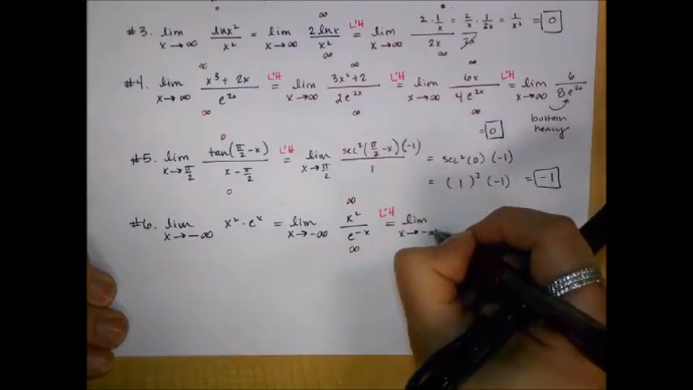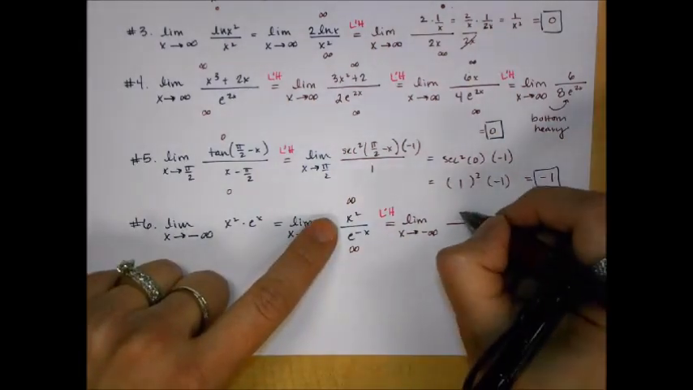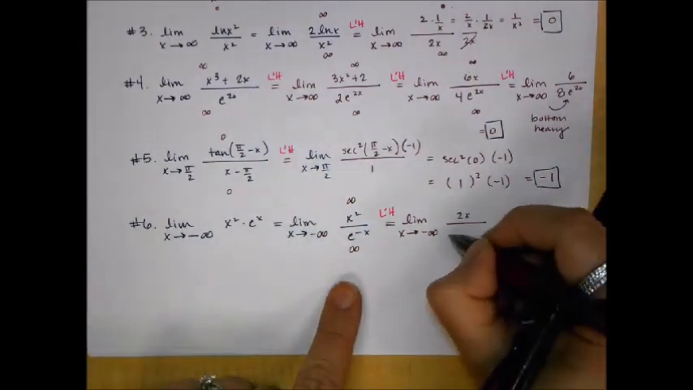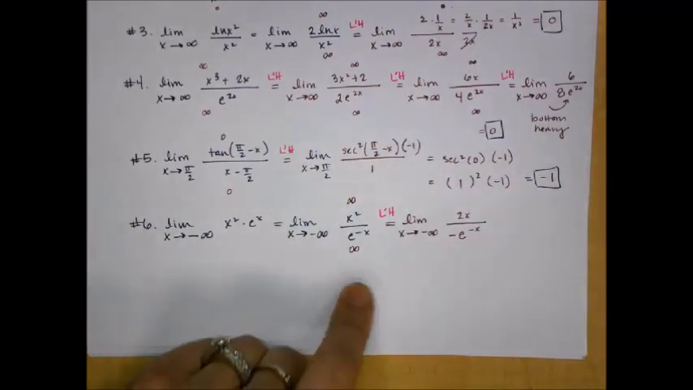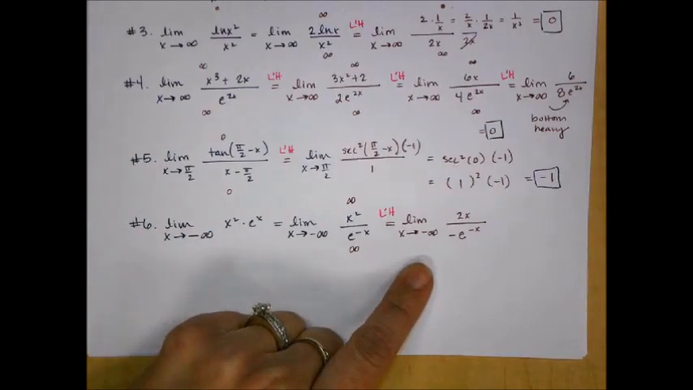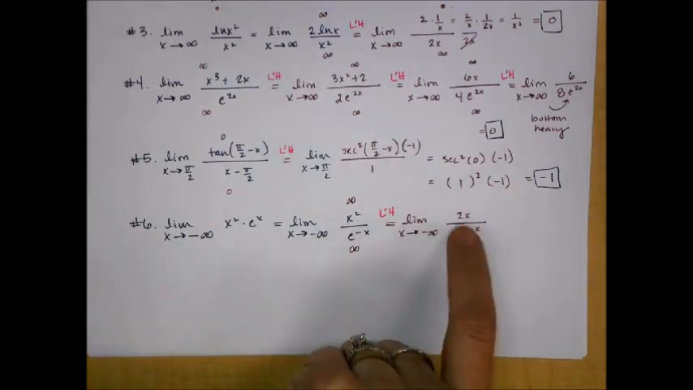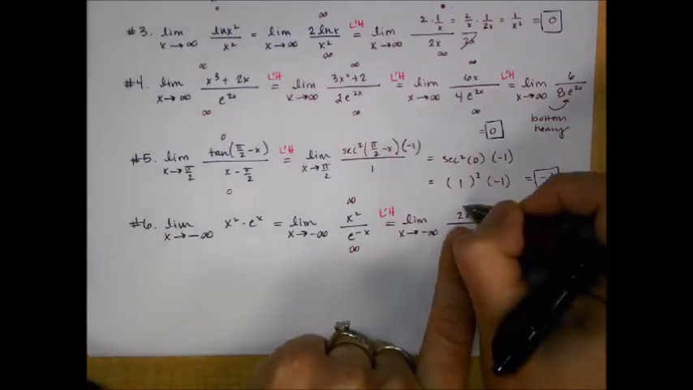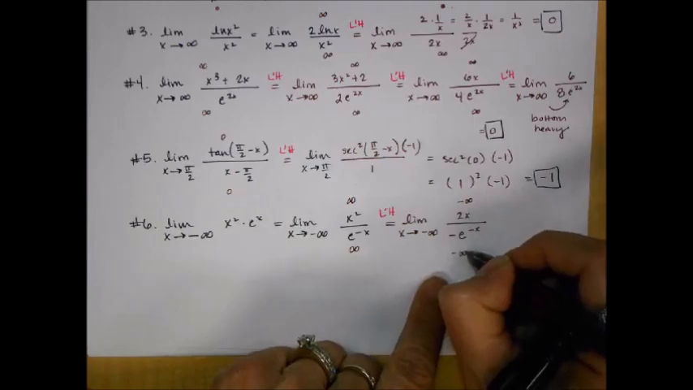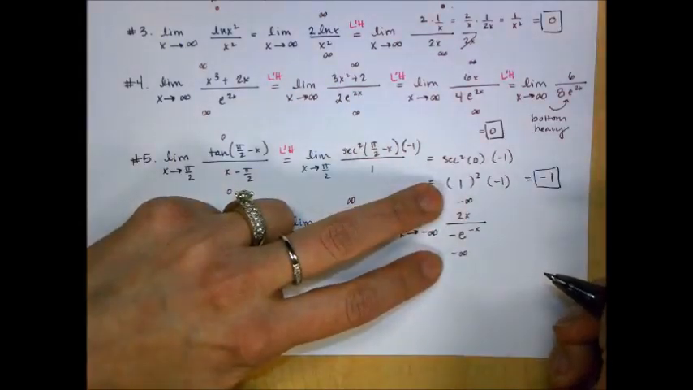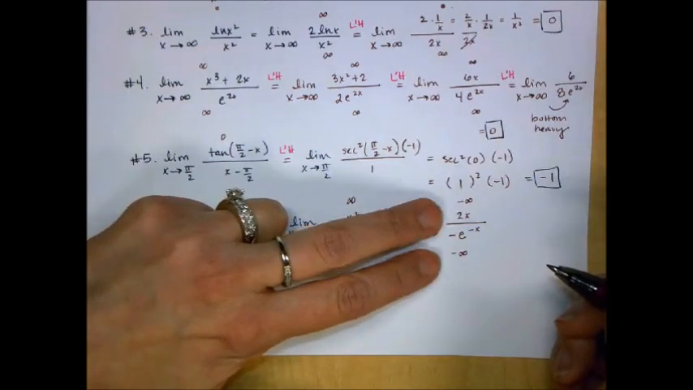So on top, 2x. In the denominator, -e to the -x. Okay, so again, if we plug in our -infinity or a very big negative number, we end up with a very big negative number on the top and a very big negative number on the bottom. This -infinity over -infinity also counts as indeterminate. And so we can continue again with L'Hopital's rule. So let's do that again here.